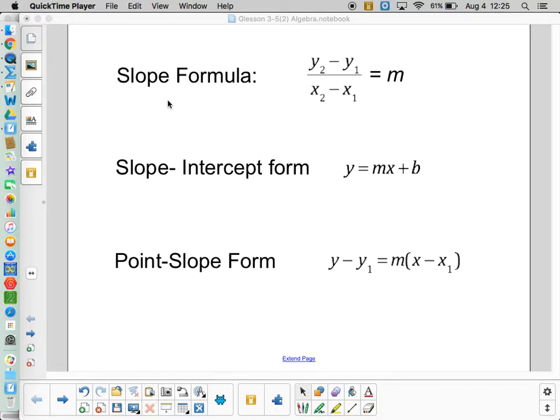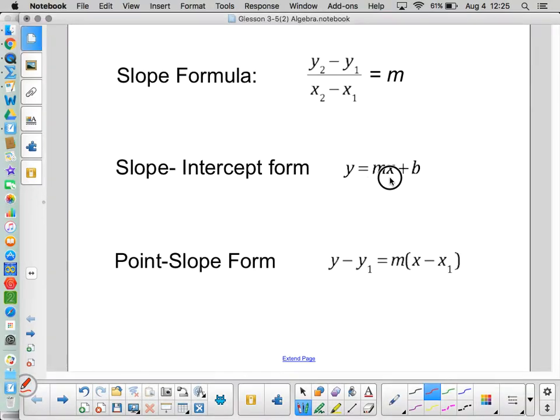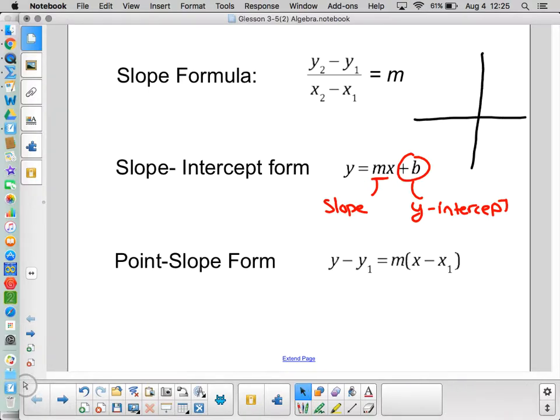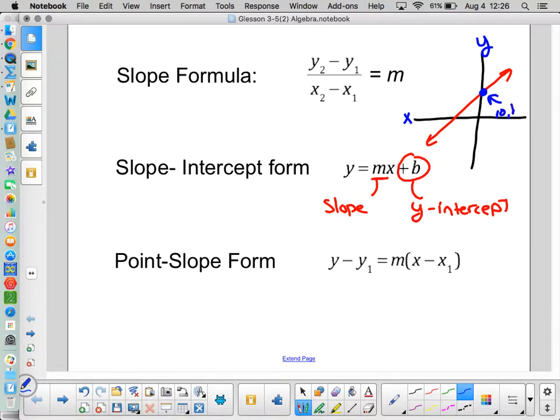Slope-intercept form of the equation, y equals mx plus b. We talked briefly about this yesterday, but let's elaborate on it just a little bit more. M here, the coefficient of x, is the slope of the line. The b represents the y-intercept. And again, from a graphing standpoint, if this is the graph of my line, the y-intercept is this point right here where it crosses the y-axis. So that's my point (0, b).